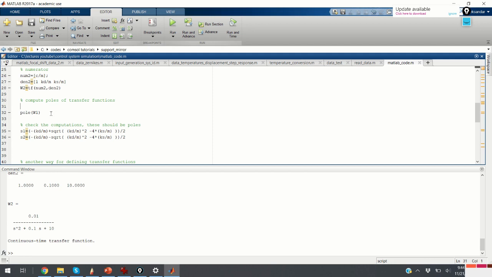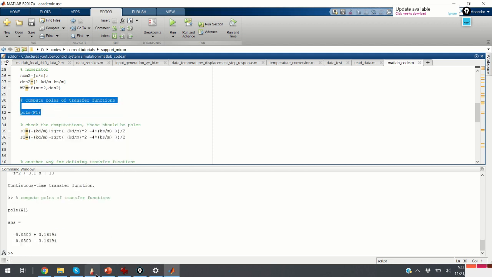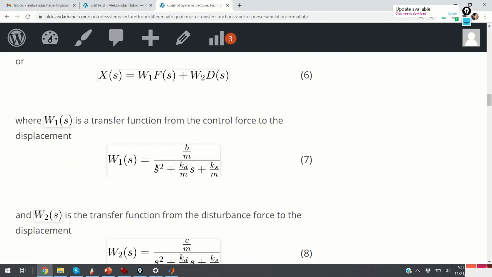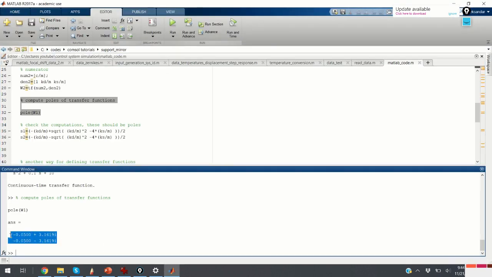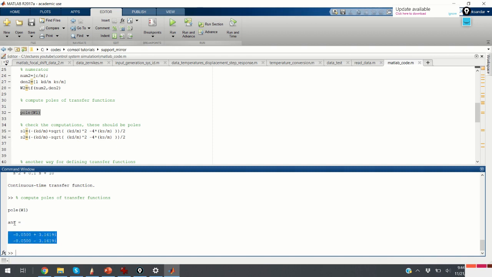Let's check the poles of the first transfer function. Remember, the poles are the zeros of the polynomial in the denominator. So these zeros are given by these two values, and the MATLAB function for computing the poles is nothing less than pole. Pole W1 will give you the poles of the system.